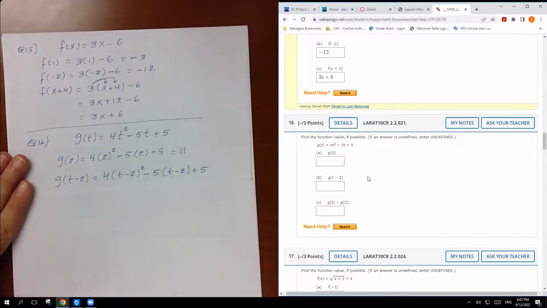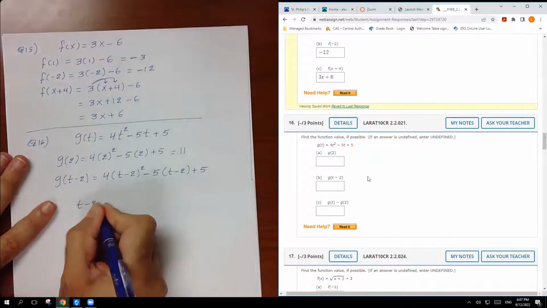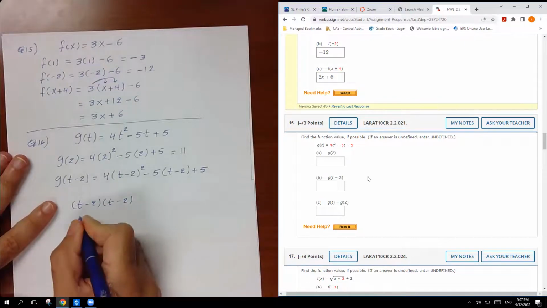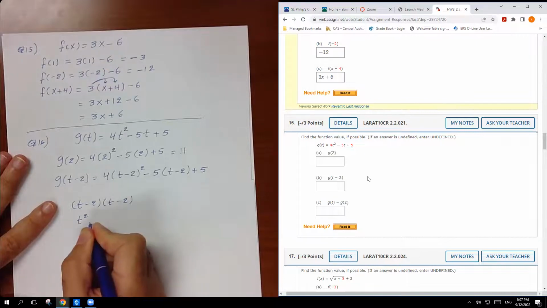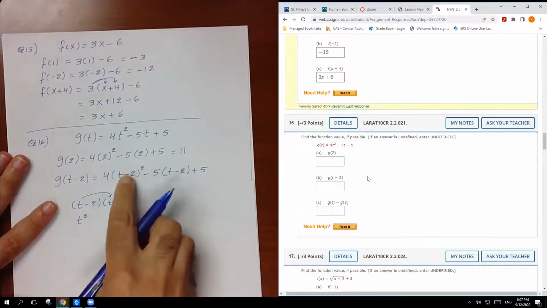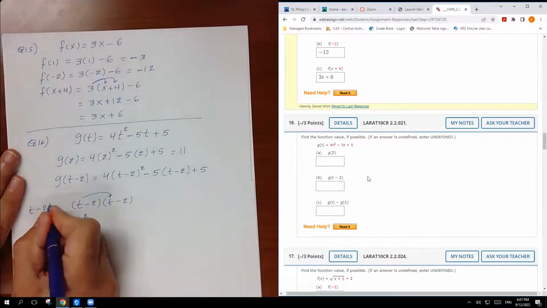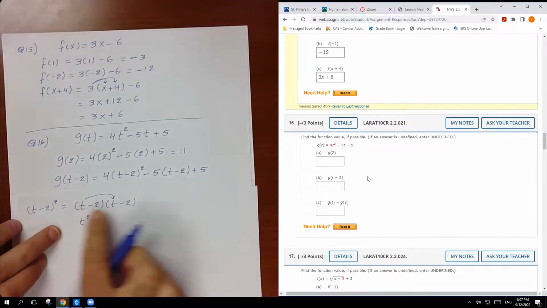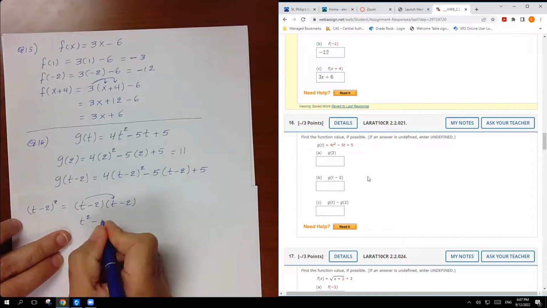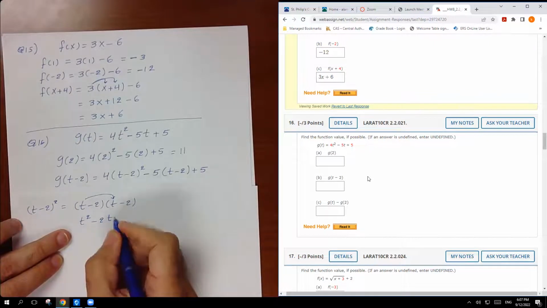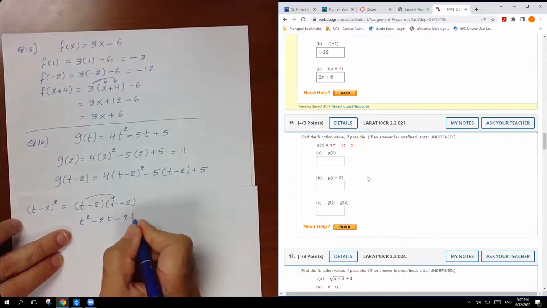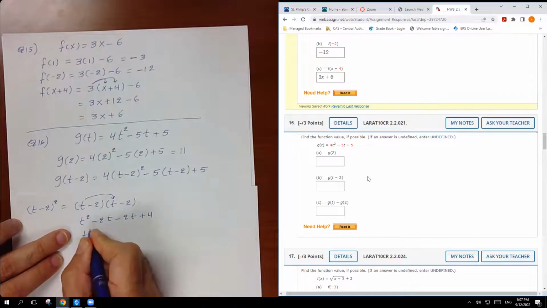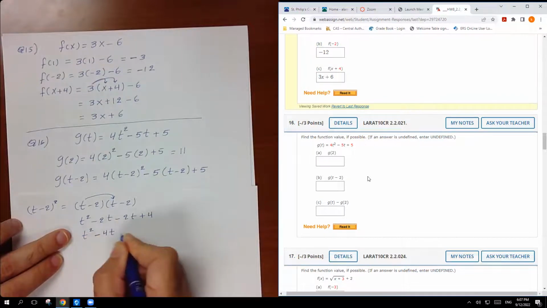So I'm going to write down t minus 2 and t minus 2 here on the side. T times t is going to be t squared. T times negative 2 is negative 2t, negative 2 times t is negative 2t, and negative 2 times negative 2 is going to be plus 4. Combine the like terms, so it's going to be t squared minus 4t plus 4.